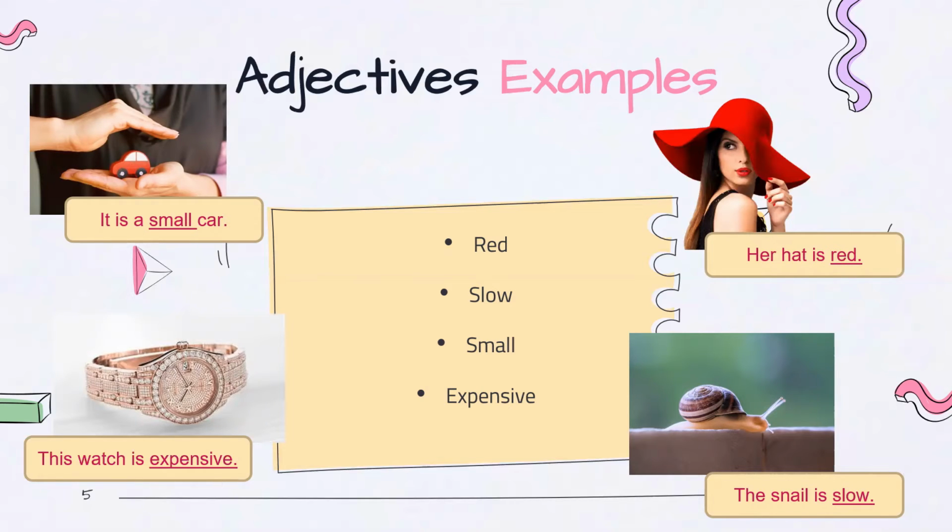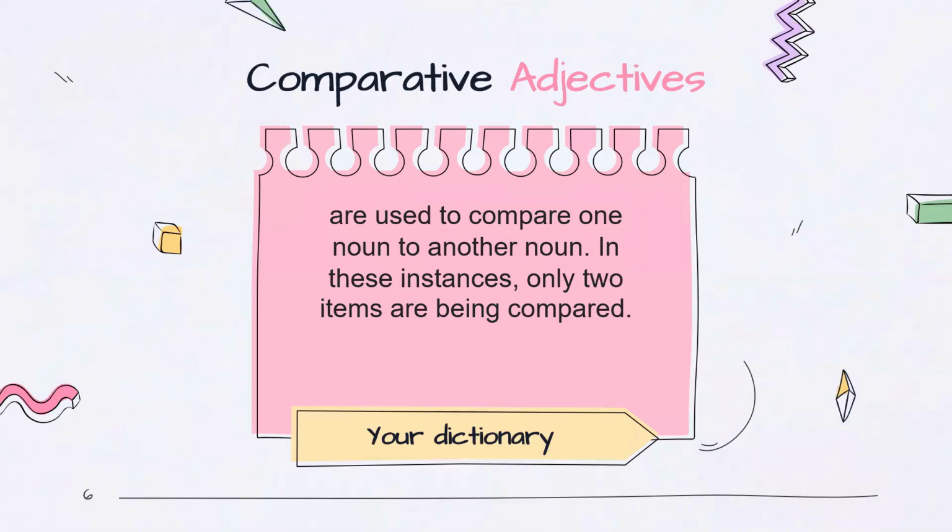So to continue with the adjectives, we are going to see now the comparative adjectives. A definition for comparative adjectives by your dictionary is that they are used to compare one noun to another noun. In these instances, only 2 items are being compared. To better understand this definition, we are going to see some examples.